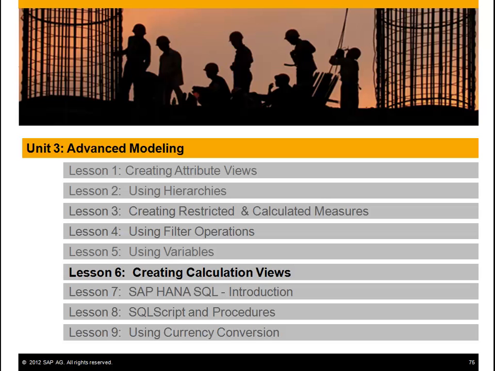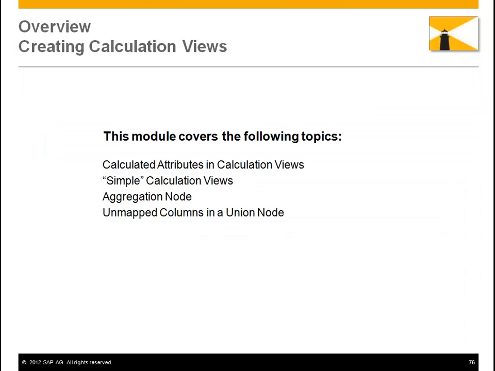The next lesson is going to be lesson number 6, creating calculation views. In this lesson, we're going to look at calculated attributes in calculation views, how to create a simple calculation view, also the functionality of the aggregation node in the graphical user interface, and unmapped columns in a union node. So these are the 4 topics for the calculation view lesson.